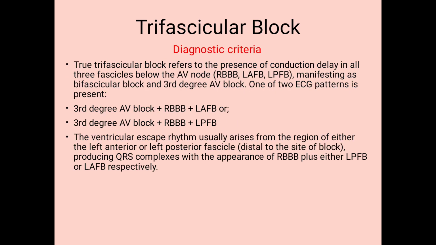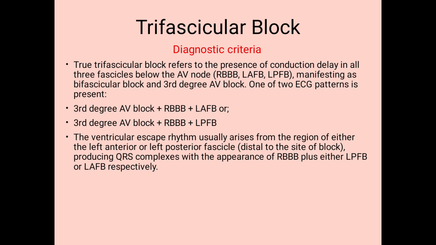The ECG diagnostic criteria for trifascicular block. The true trifascicular block refers to the presence of conduction delay in all the three fascicles below the AV node, that is right bundle branch block, left anterior fascicular block and left posterior fascicular block. It manifests as a bifascicular block and third degree AV block.